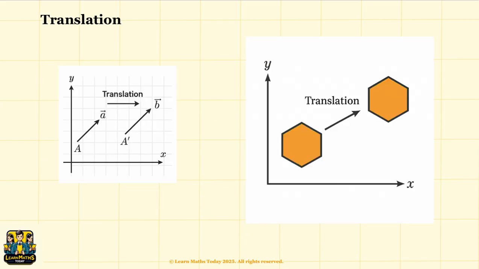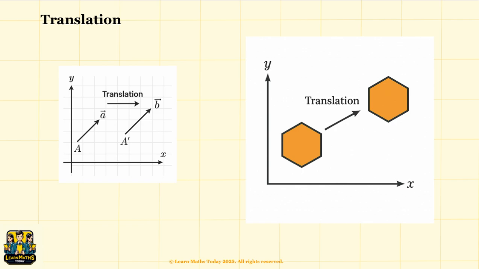The diagram on the right shows a translation in geometry. A translation, as I mentioned just now, moves a shape from one place to another without changing the size, shape, or direction. In the image, the orange hexagon is moved in a straight path. It slides to the right and outwards. The result is a new position of the same shape. We end up somewhere else, but it looks exactly the same.